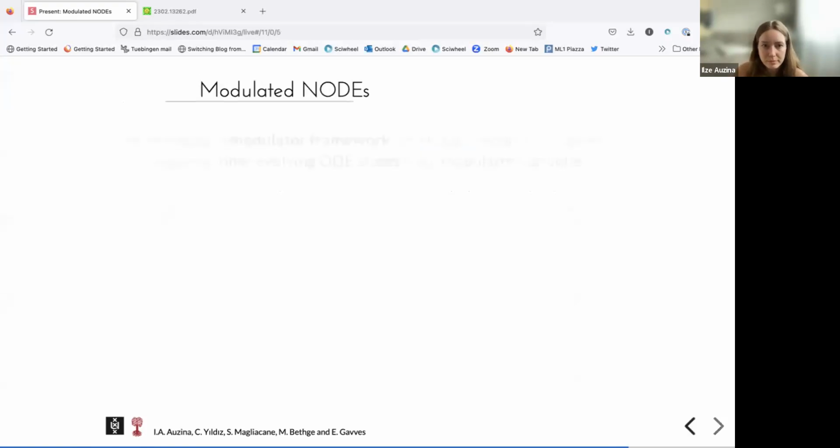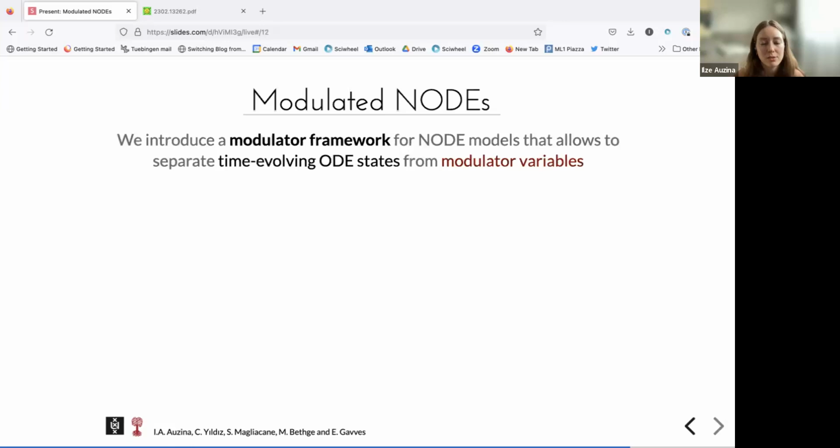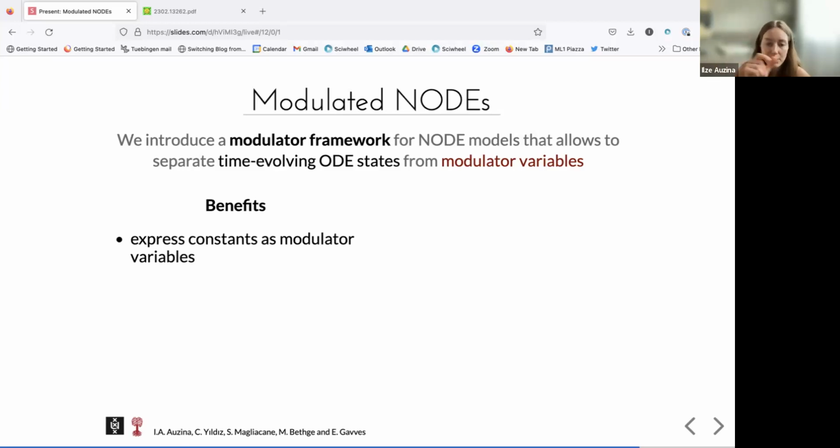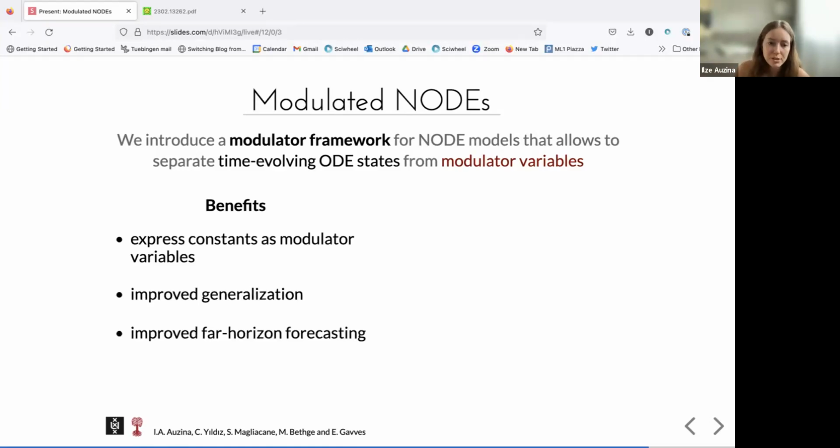So the key takeaway of this modulated neural ODE paper is that we introduce a modulator framework that allows you to separate time-evolving ODE states from modulator variables. The benefit is that you can now express constants as modulator variables, meaning that rather than specifying a new network for every different parameterization of your function, you can just add it as a variable that affects your dynamics network. We showed empirically improved generalization as well as long-horizon forecasting, and with respect to the R2 score, that it also captures true unknown factors of variation.